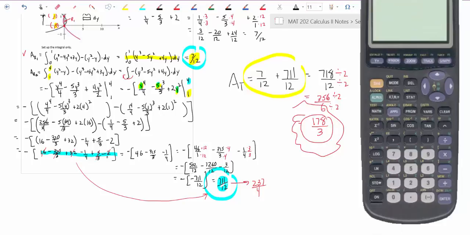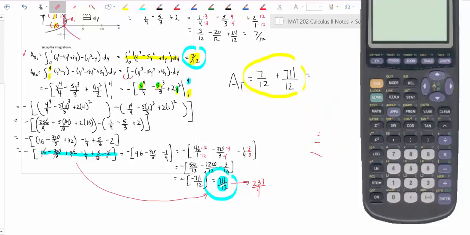So it does look like I made a little mistake on the very end of this. So let me finish this. And that's why I recommend that you use your calculator to help you, because this arithmetic's really tedious. So this is 718 over 12. Now I think you can divide both of those by 6. Let's find out. 718 divided by 6. Oh, this doesn't work. Okay, hold on just a second.